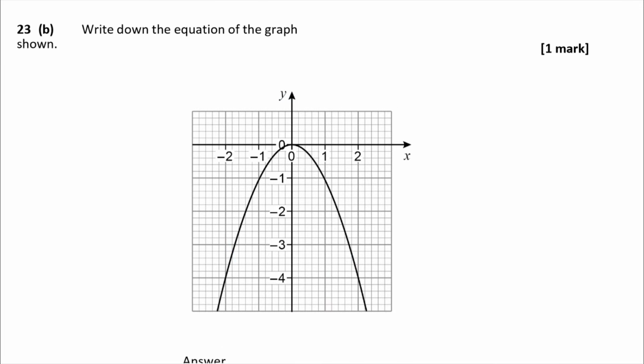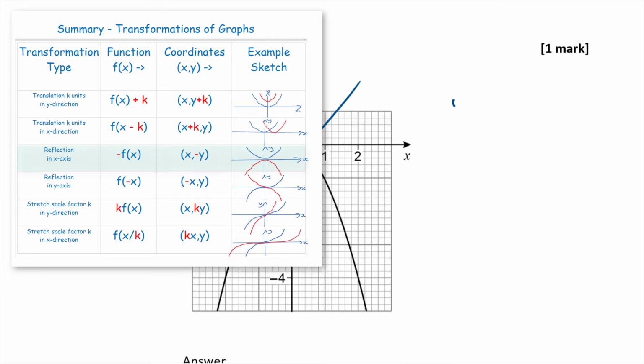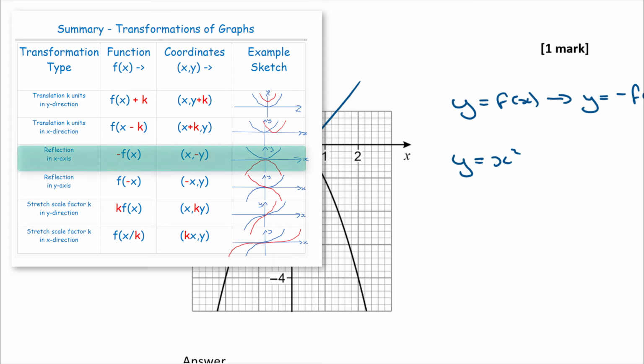Part B, I've got the original curve reflected then in the x-axis. So reflecting in the x-axis, that is y equals f of x goes to y is equal to minus f of x. So we need to stick a minus sign in front of it. So our y is equal to x squared is going to become y is equal to minus x squared. Okay, so that one is y equals minus x squared.